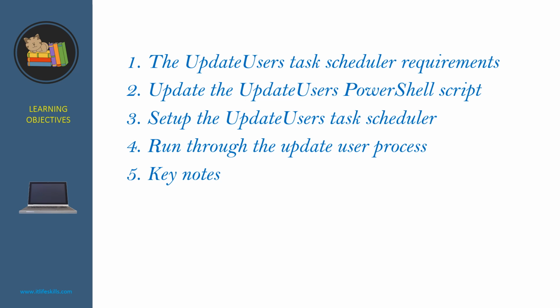First, we will list all the requirements for the update users task scheduler. Based on the requirements, we will update the update users PowerShell script. After that, we will set up the update users task scheduler. Then we will run through the update users process. Finally, we sum up our lesson with the keynotes.